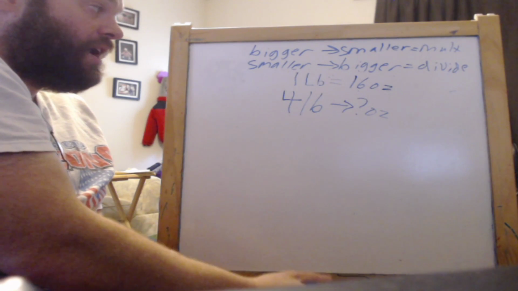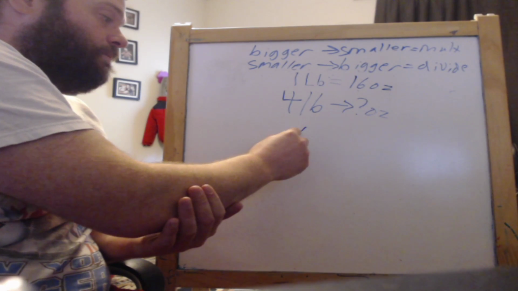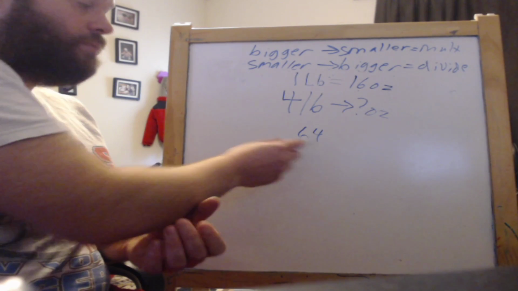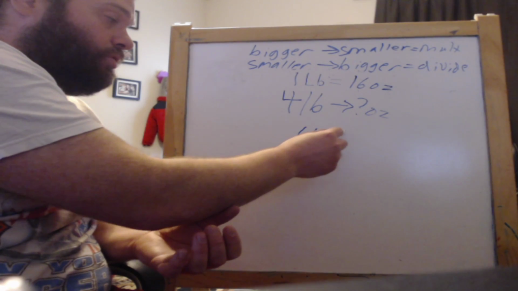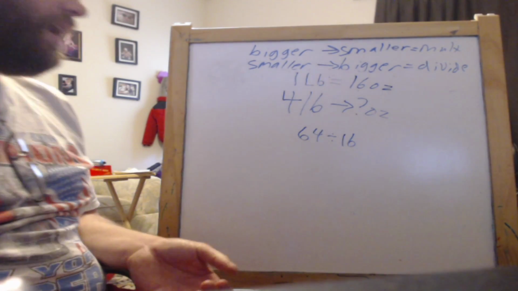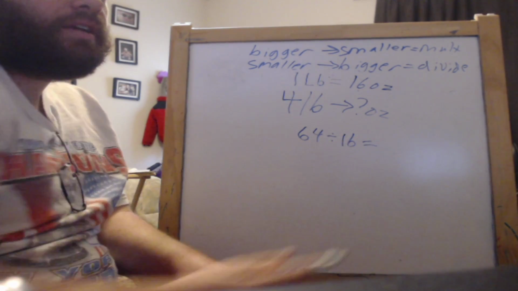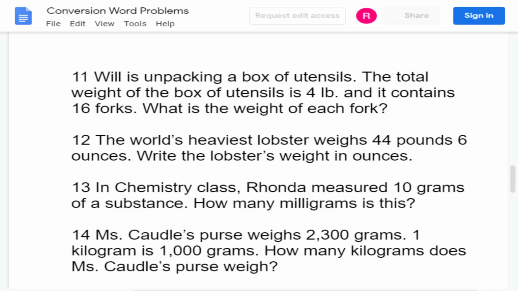And what are we multiplying by? 16. I know that 4 times 16 is 64, because I know that 4 times 15 is 60, and then plus another group of 4 would be 64. And then what I have to do is divide that by 16, right? Because it says in the problem that the total weight of the box is 4 pounds and it contains 16 forks. What is the weight of each fork?